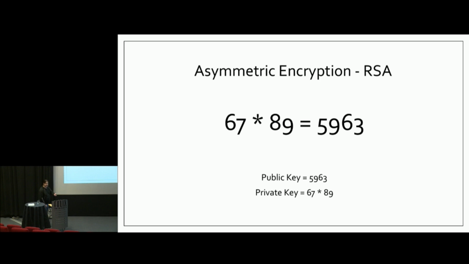So if I want to send you some data, I encrypt the data using your public key, and then you decrypt it using your private key, because only you know that. Then if you wanted to send something back to me, you get my public key, encrypt it with that public key, send me the data, then I decrypt it with my private key.